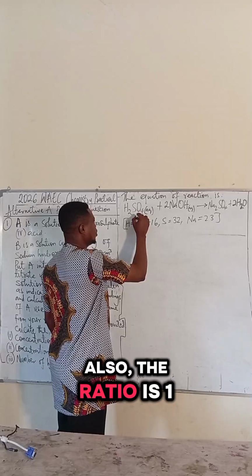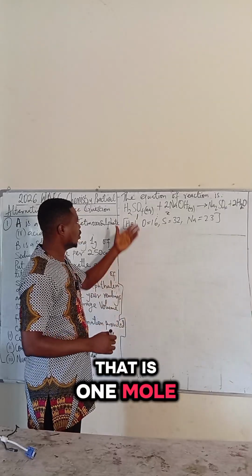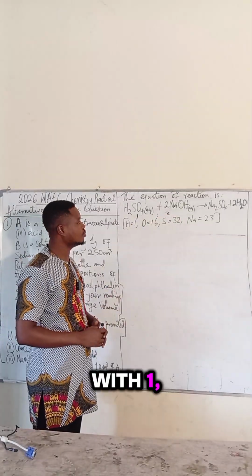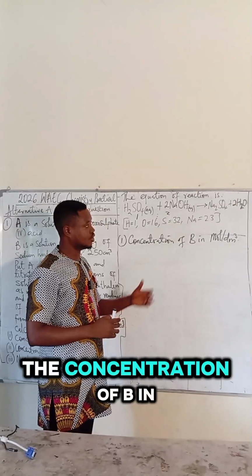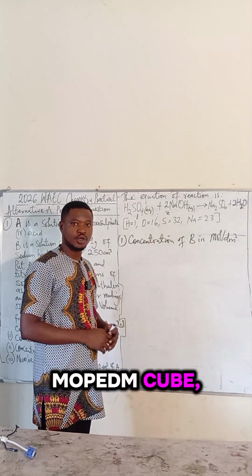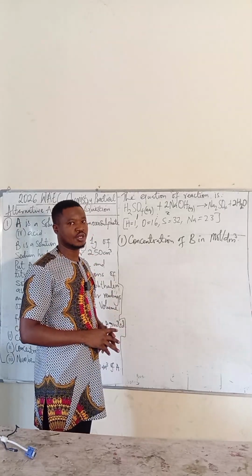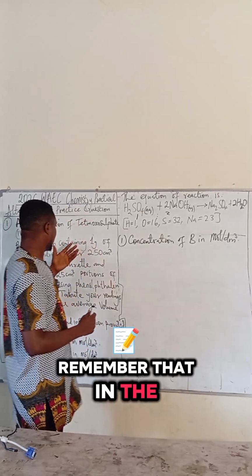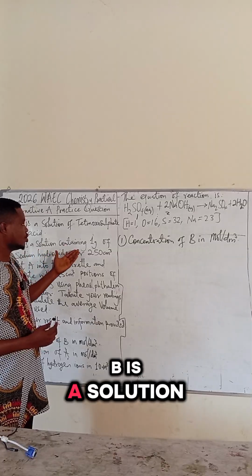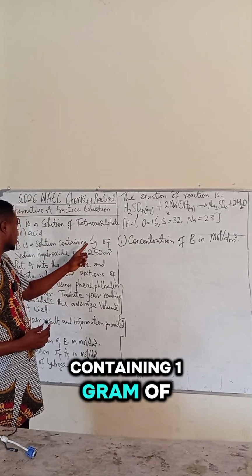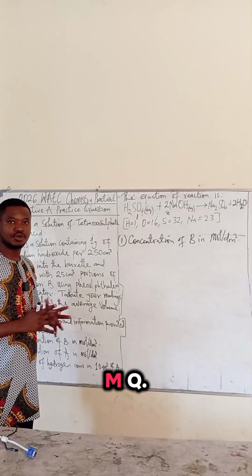Also, the ratio is 1:2. That is, 1 mole of the acid is reacting with 2 moles of the sodium hydroxide. But before we calculate the concentration of B in mole per dm cube, we need to know the concentration of B in gram per dm cube. Remember that in the question we are told that B is a solution containing 1 gram of sodium hydroxide in 250 cm3.